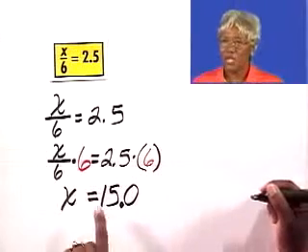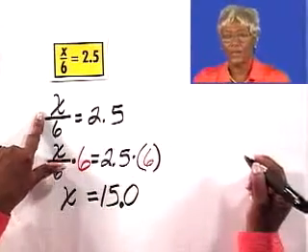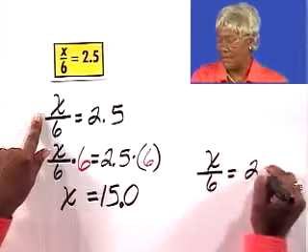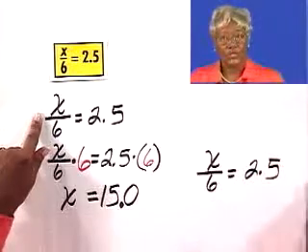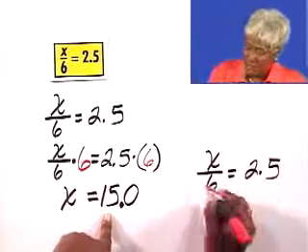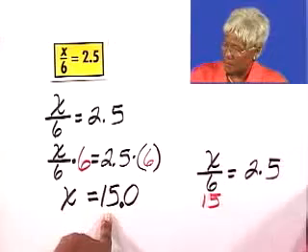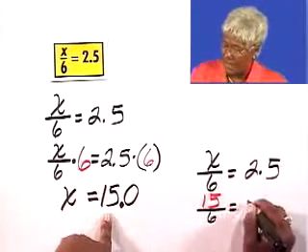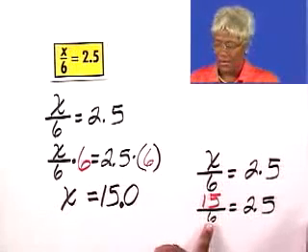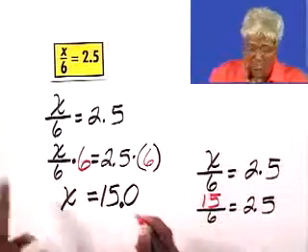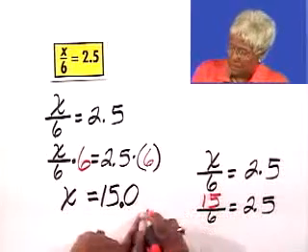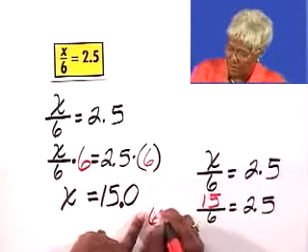Let's check this one just to make sure. Go back to the original equation. x divided by 6 equals 2 5/10. What do you do? You substitute the solution 15 in place of the variable. So I'm going to put 15 over 6 equals 2 5/10. Well, let's see. I'm going to come over and divide. Let's divide 6 into 15. I'm going to do it with a red pen.